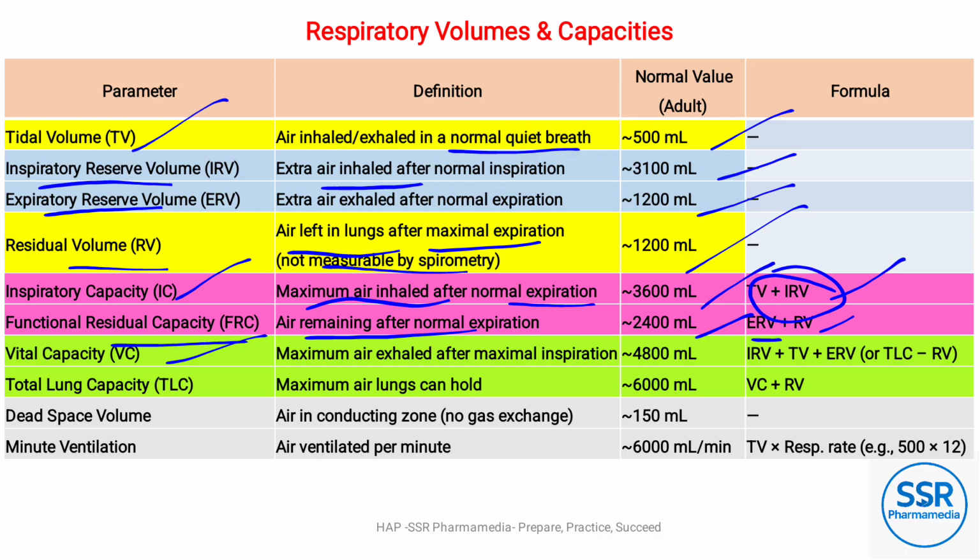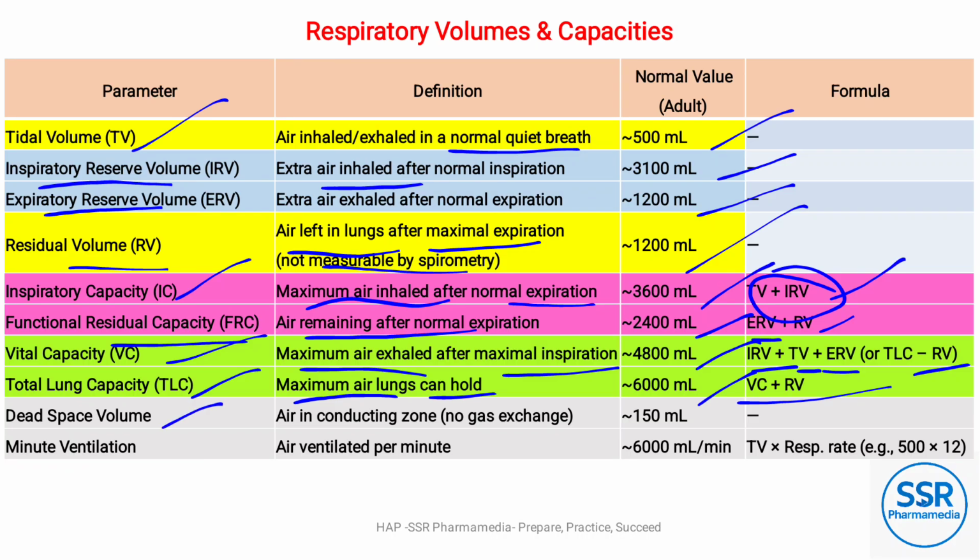Vital capacity is the maximum air exhaled after maximum inspiration, nearly 4800 ml. It is the inspiratory reserve volume plus tidal volume plus expiratory reserve volume, or total lung capacity minus residual volume. Total lung capacity means the maximum air the lungs can hold, nearly 6000 ml, that means 6 liters. It contains vital capacity plus residual volume.